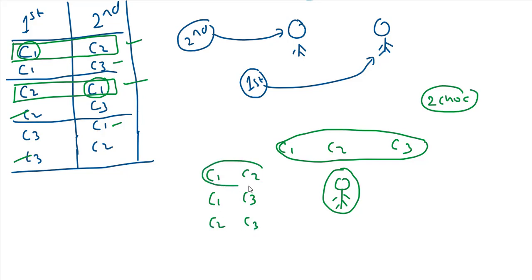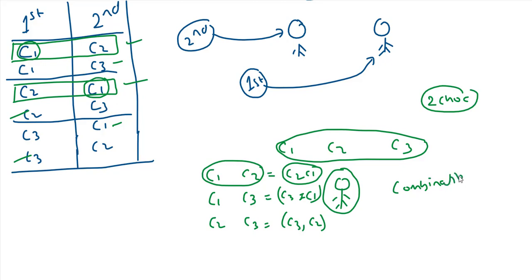Now selection of C1, C2 will be same as selecting C2, C1, because the order does not matter here. And similarly, selecting C1, C3 will be same as selecting C3, C1. Whereas C2, C3 will be same as selecting C3, C2. So the order does not matter here. So in this case, we will use the concepts of combination. So the total number of ways in which you can select these chocolates in the second case is 3.